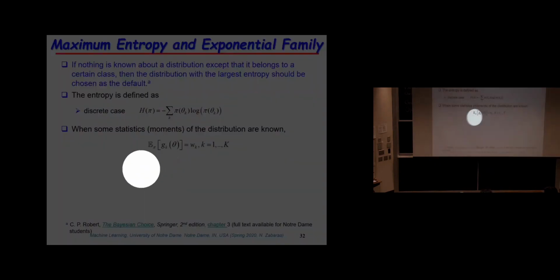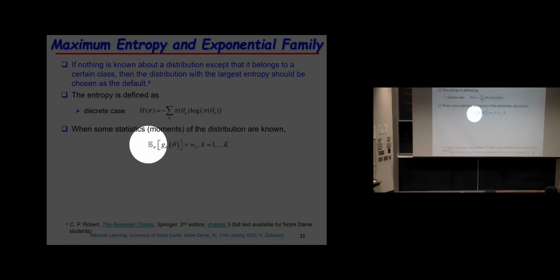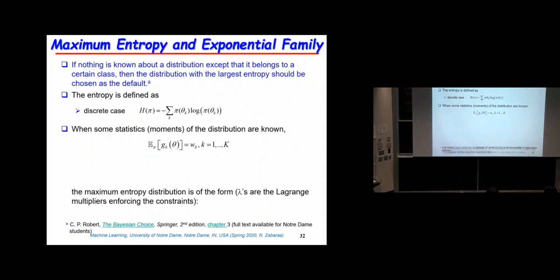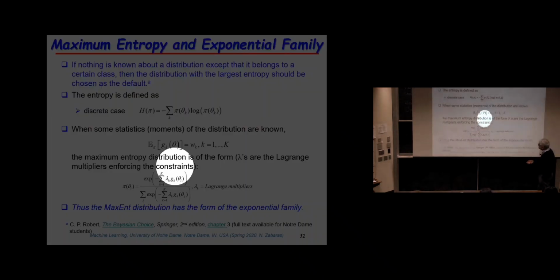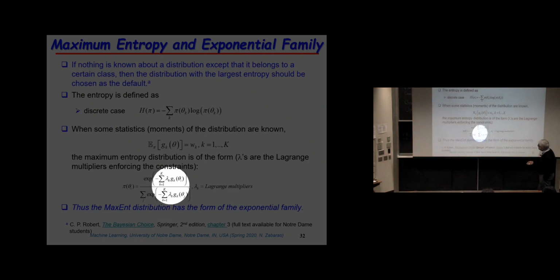So if you have some statistics like that fixed, then you can show that the distribution for theta is given by this wonderful formula. That may somehow, for some, remind you of a softmax type of distribution. That's not what it is. It's a distribution from the exponential family, and those parameters lambda are Lagrange multipliers that enforce the constraints that you have in the moments.